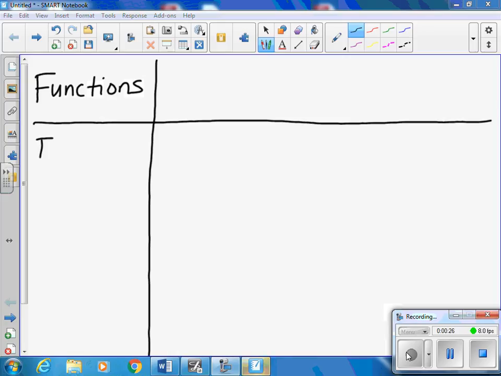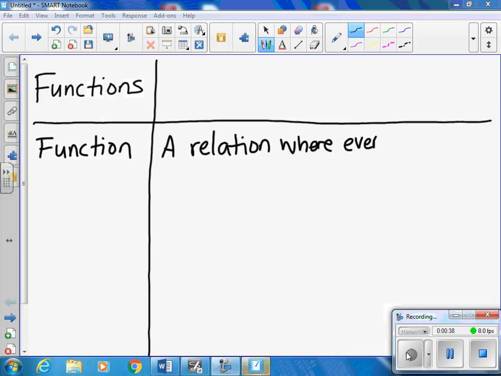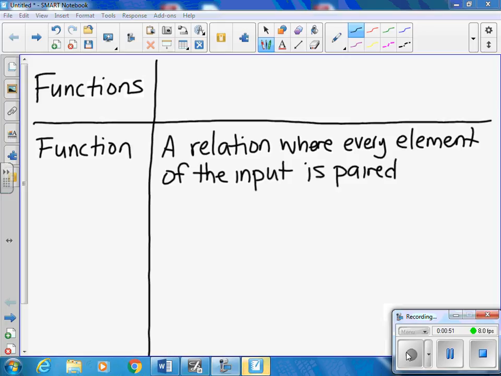All right, the first thing we want to do is define what a function is. A function in math is a relation where every element of the input is paired with exactly one element of the output.